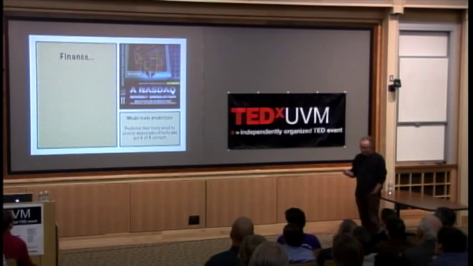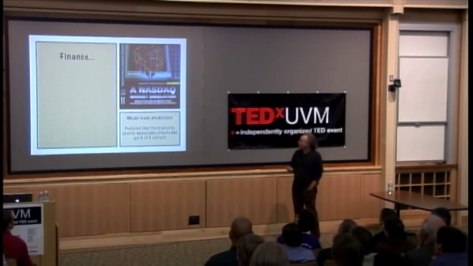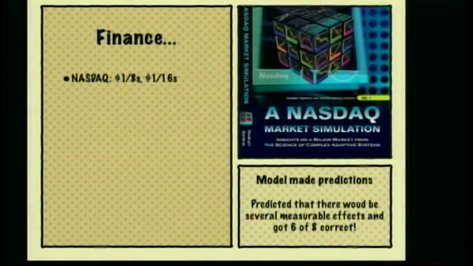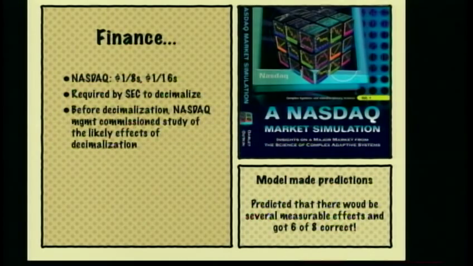An early example of what might be possible is a book called A NASDAQ Simulation by Darley and Outkin. The NASDAQ, if some of you remember, 10 years ago traded in sixteenths of a dollar, and the SEC required that the NASDAQ decimalize the market. Now, the SEC made this demand not for reasons of market efficiency or market performance, but for reasons of social norms. That is, other markets were traded in decimals, so the NASDAQ should too. The NASDAQ was just coming off a lawsuit, it's a long story, but suffice it to say, it was not the SEC, but the NASDAQ management themselves that wanted to find out what would be the effect of decimalization.